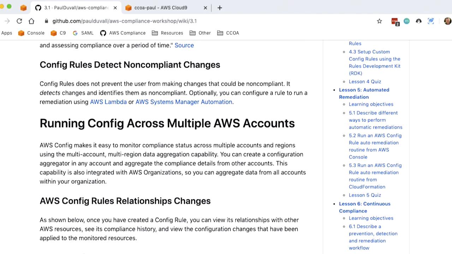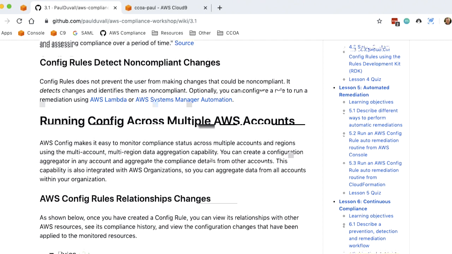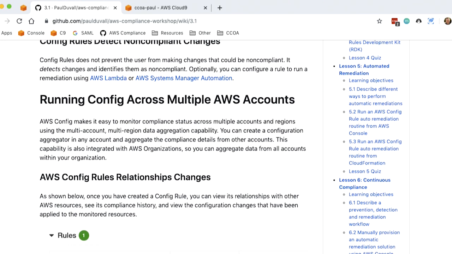changes. And while it doesn't prevent the user from making the change, you can get pretty closely immediately or near immediately notified about that change, and then you can act upon that non-compliant resource. You can also run Config across multiple AWS accounts. It's outside the scope of this lesson, but across your whole fleet of AWS accounts.